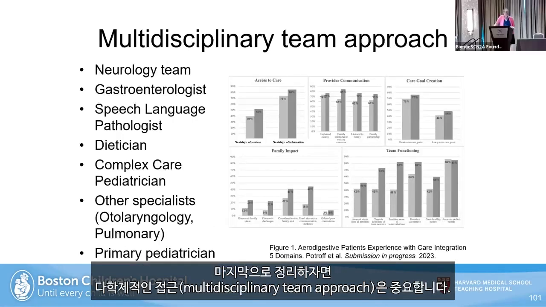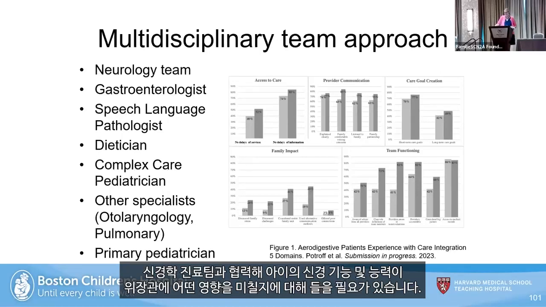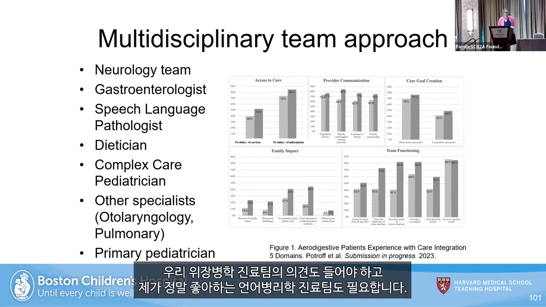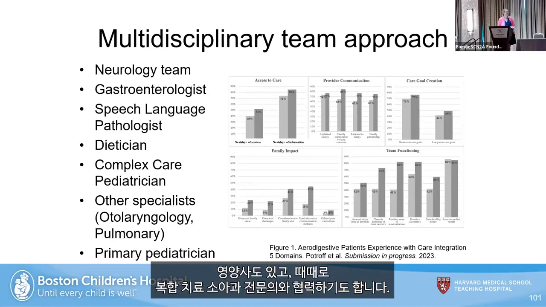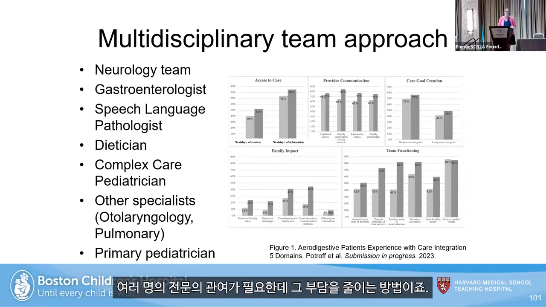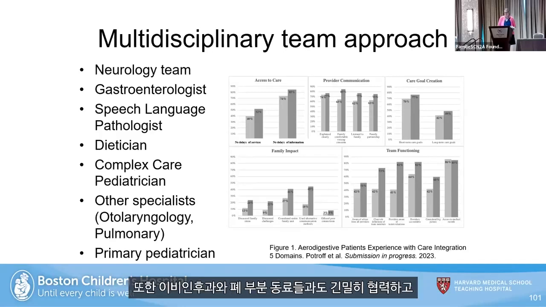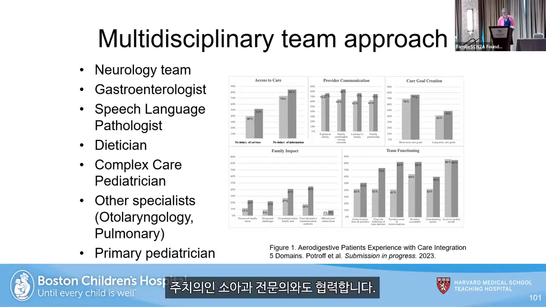This is just a plug again, as I wrap up, for a multidisciplinary team approach. You really want to work with your neurology team to understand what they think about their function and the ability and how that's impacting the GI tract. Of course, there's us, the gastroenterology team, the speech language pathology team. I love them so much, along with our dietitians. We sometimes partner with a complex care pediatrician who sees a lot of our patients that have multiple specialists involved, because I do know that can be overwhelming. We also work closely with our ears, nose, throat, and pulmonary colleagues, and of course, your primary pediatricians.